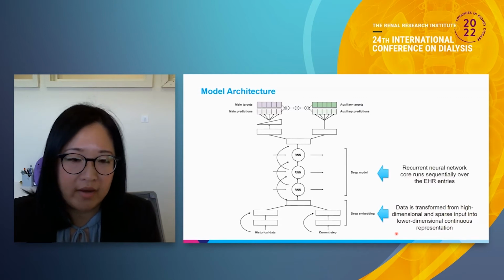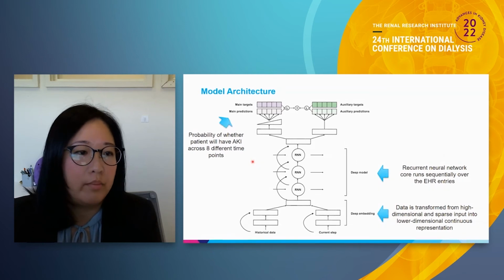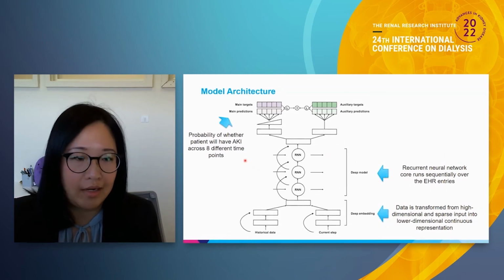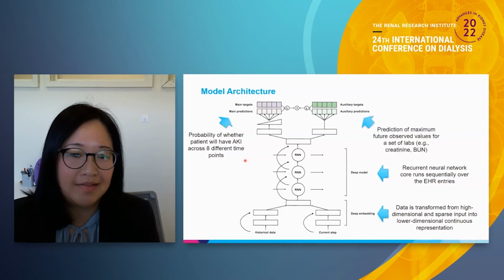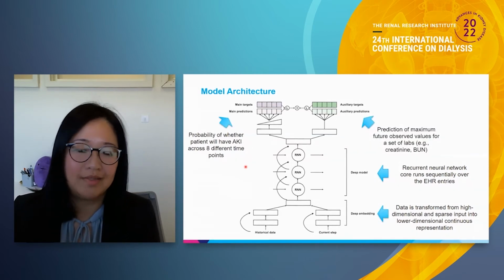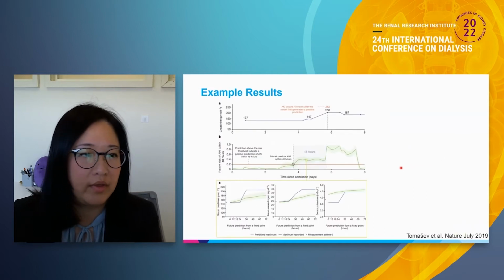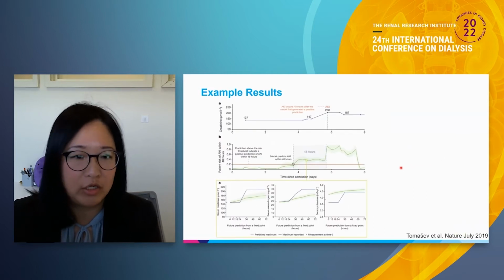This data was then fed into several RNN cores. RNNs are recurrent neural networks. It's actually a deep learning model. And this was then used to output a prediction on whether or not the patient would have AKI across 8 different time points. And they had a secondary aim of predicting the maximum of future observed values for a set of labs. Here's an example of the results, an example patient.